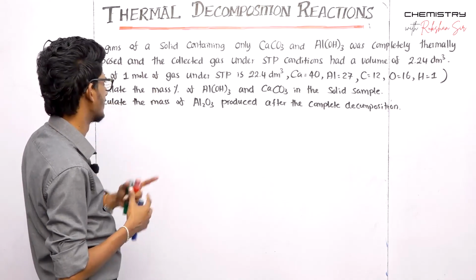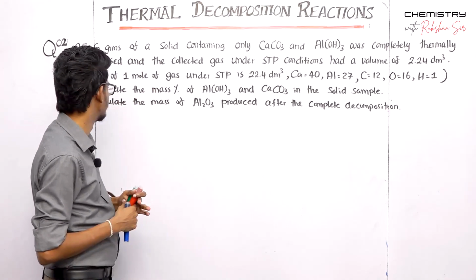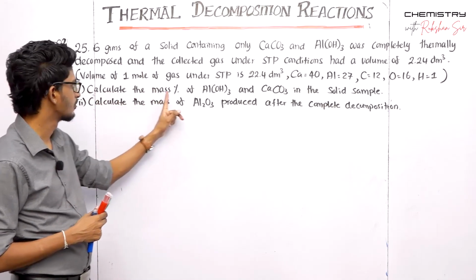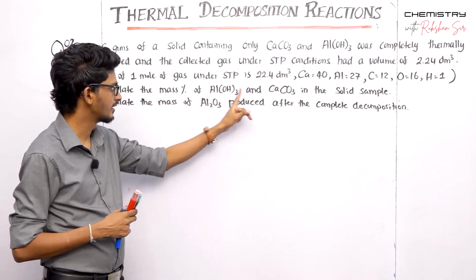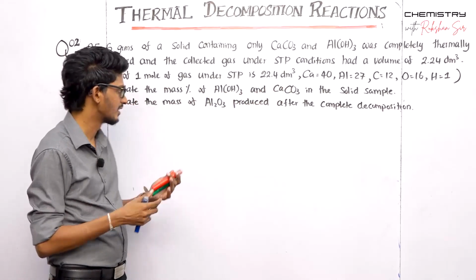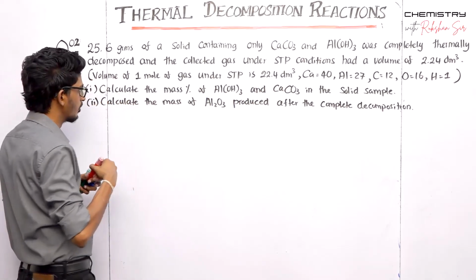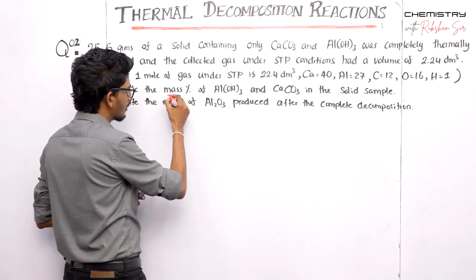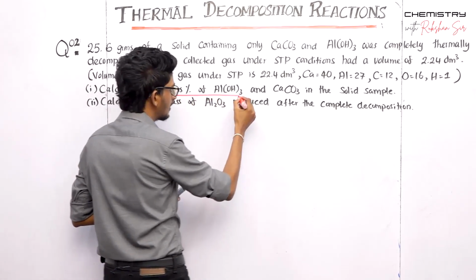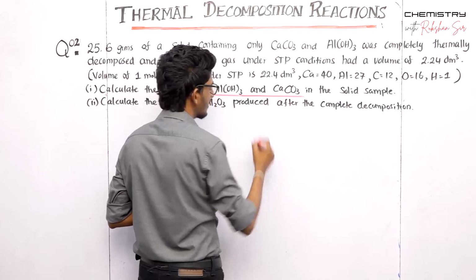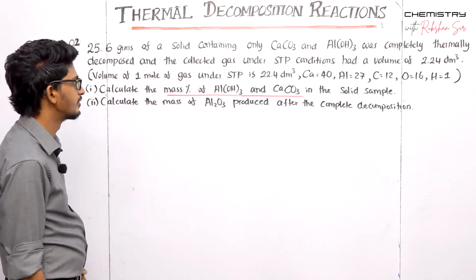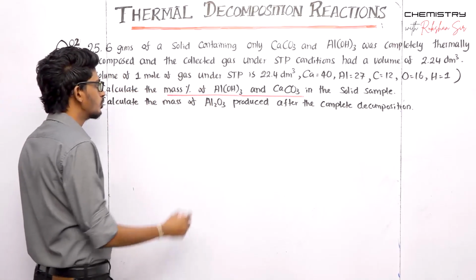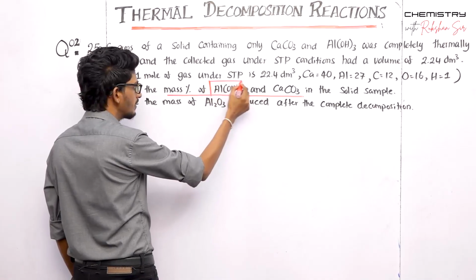Some data is given, but if you go through this, it says calculate the mass percentage of aluminum hydroxide and calcium carbonate in this example. That is your goal: calculating the mass percentage of aluminum hydroxide and calcium carbonate in your sample. The two chemicals related to your goal are these two.